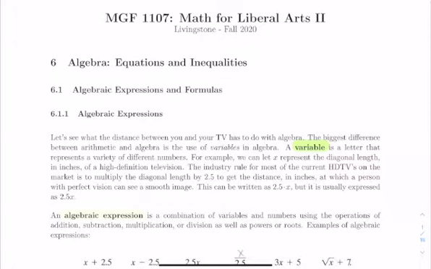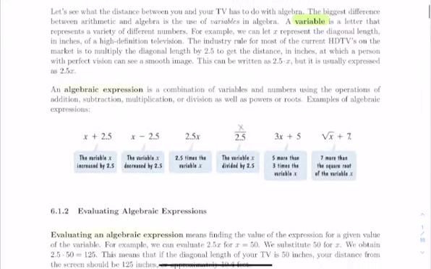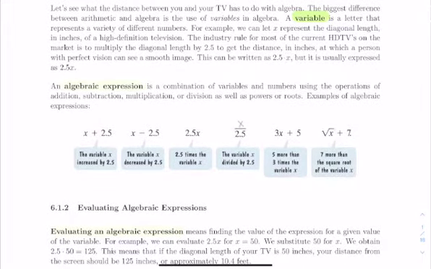The industry rule for most of the current HD TVs on the market is to multiply the diagonal length by 2.5 to get the distance in inches at which a person with perfect vision can see a smooth image. This can be written as 2.5 times x, but is usually expressed as 2.5x. An algebraic expression is a combination of variables and numbers using the operations of addition, subtraction, multiplication, or division, as well as powers or roots.